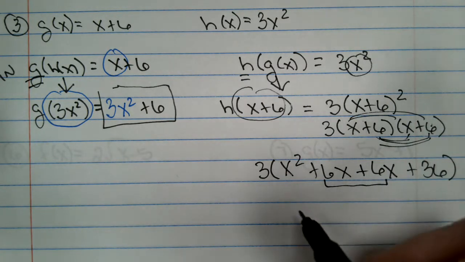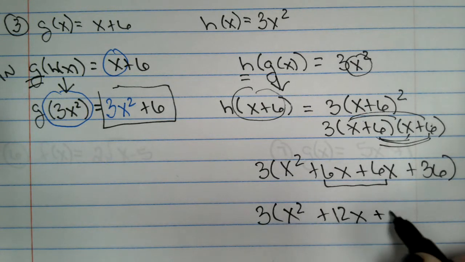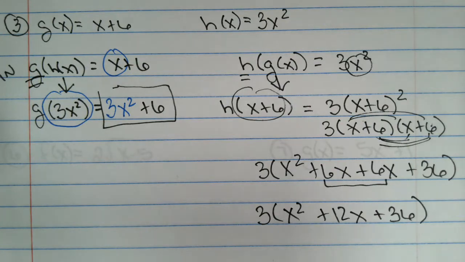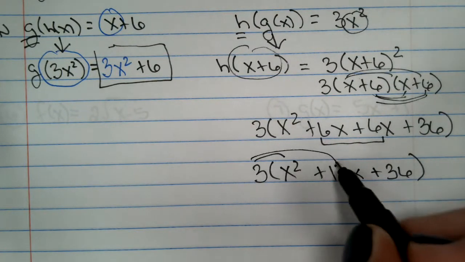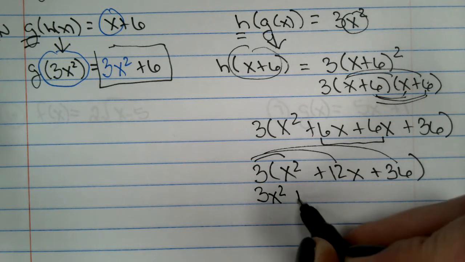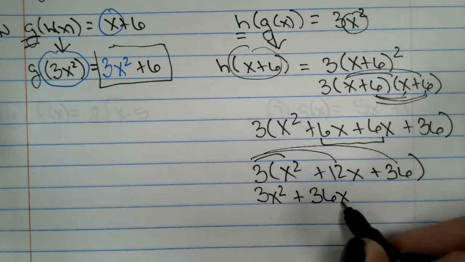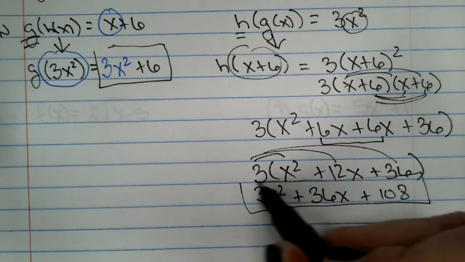I would combine like terms next. So I have 3 times x squared plus 12x plus 36. And then I would distribute the 3 as my final step. So I get 3x squared plus 36x plus 108.